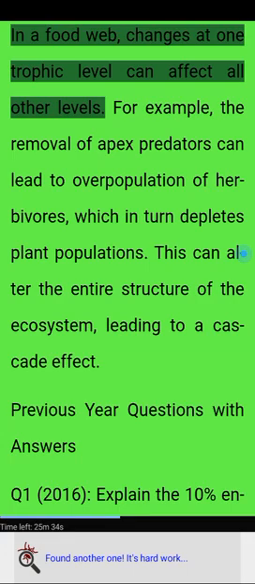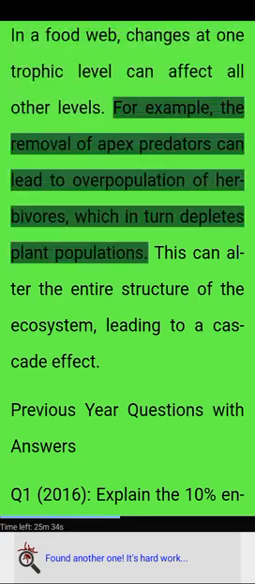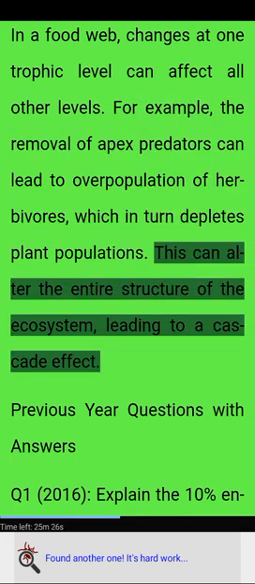Trophic cascade. In a food web, changes at one trophic level can affect all other levels. For example, the removal of apex predators can lead to overpopulation of herbivores, which in turn depletes plant populations. This can alter the entire structure of the ecosystem, leading to a cascade effect.